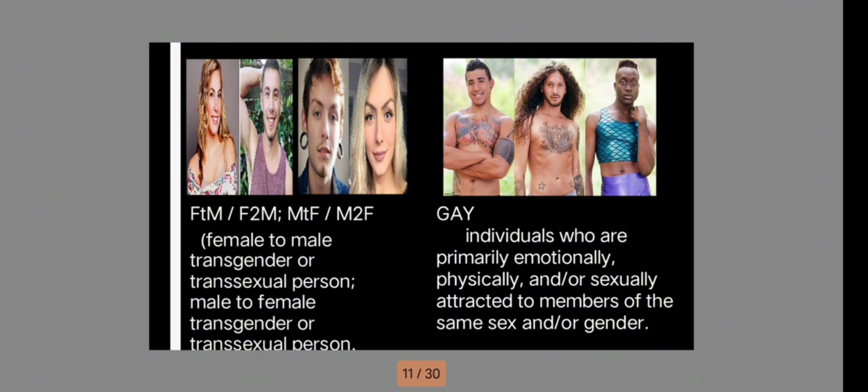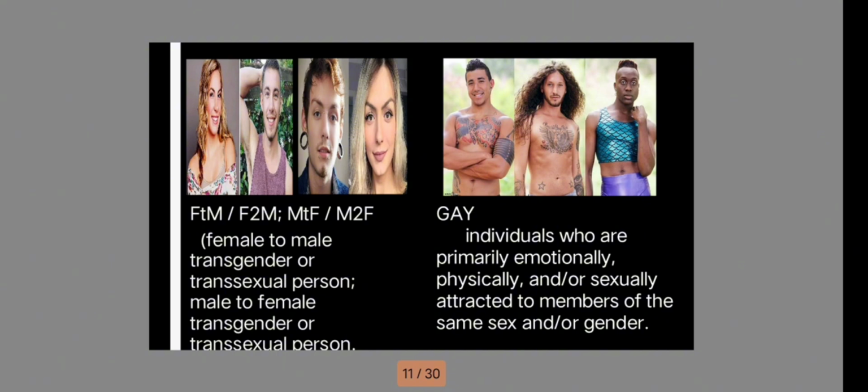So, if halimbawa, lalaki ka, and then, ikaw yung nagfulfill ng role ng babae sa community, like for example, nagbibihis babae ka, gawaing babaeng ginagawa mo, you talk like a woman, that's transgender. Pero pag transsexual, inalter mo na yung iyong body parts. Okay? To suit the opposite gender. Okay? So, ito yung terminology, FTM, F2M, MTF, M2F. So, yan pang tawag sa kanila. Female to male, and male to female. Okay, next one is gay. Gay people are individuals who are primarily emotionally, physically, and or sexually attracted to the members of the same sex or gender.